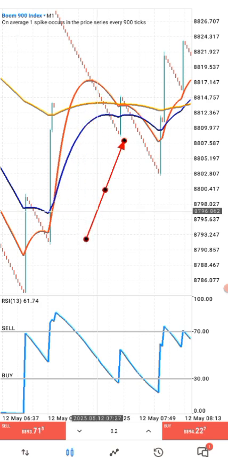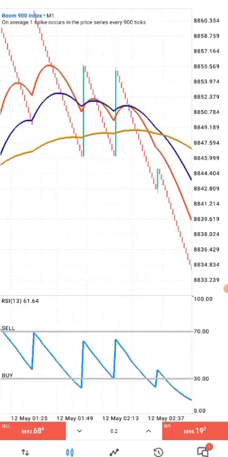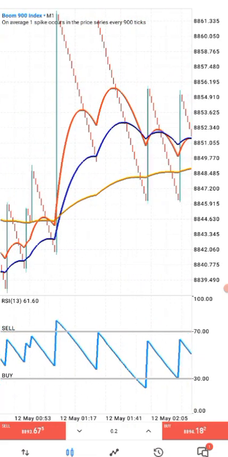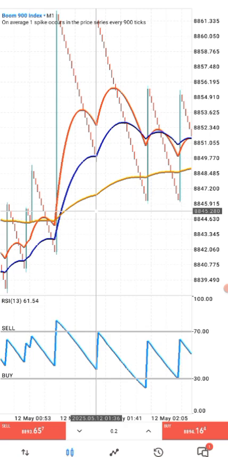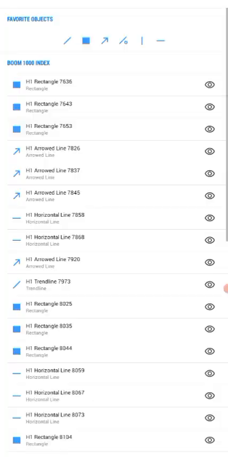So it's actually a strategy, the boom and crash gap strategy. Look at it. Look at another example here.